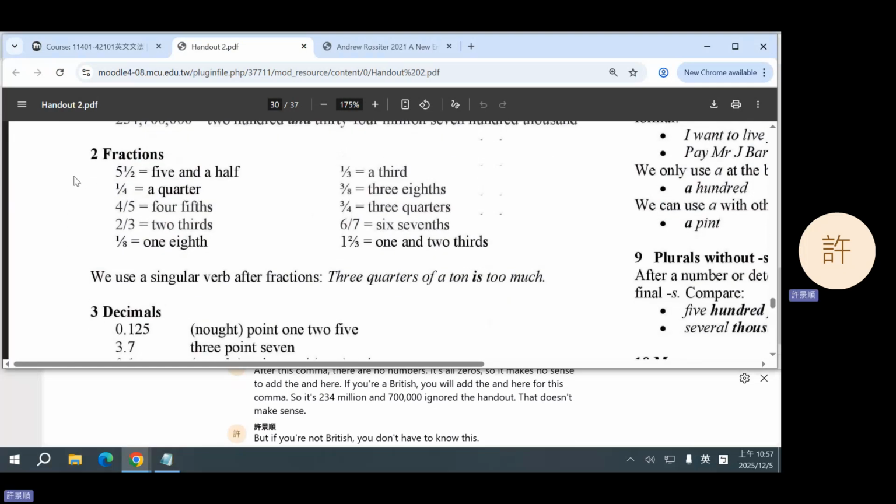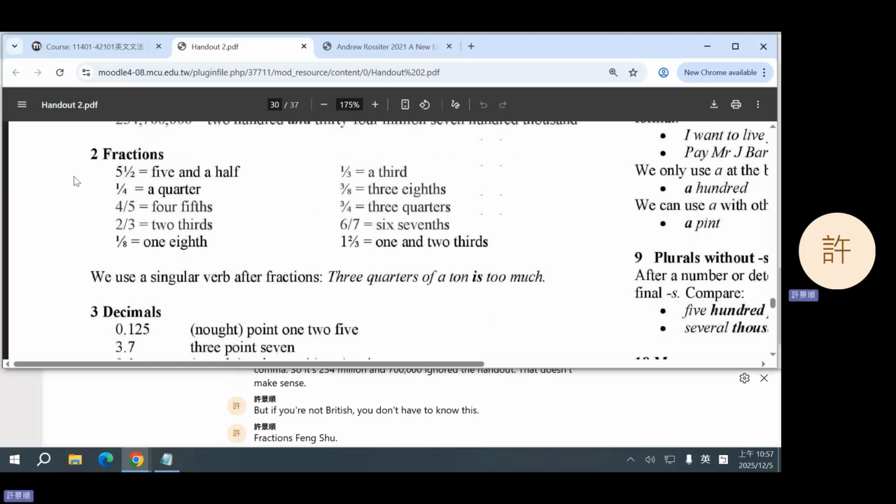Fractions, 分数. For the common fractions, we have names, right? A half, a quart, a third, a quarter. But then after that, you use the ordinal numbers.